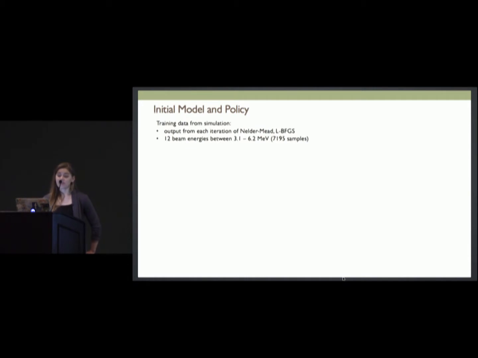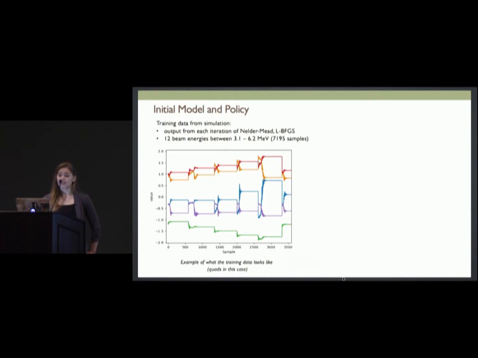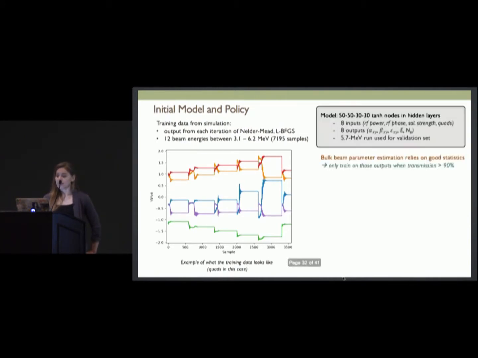So the details of how we did this for an initial study was we used Nelder-Mead and LBFGS for getting that initial training set, and we used 12 different beam energies between 3.1 and 6.2 MeV, which is the full operating range for that accelerator. And so this is just an example of what the training data set looks like. So these are just all of the quad settings for about half the training data set.